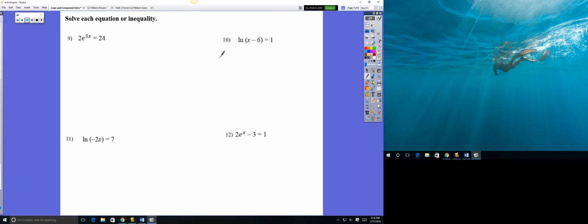10, log in base e of x minus 6 is 1. You guys finish your trig stuff. Get your trig stuff out, finish it.